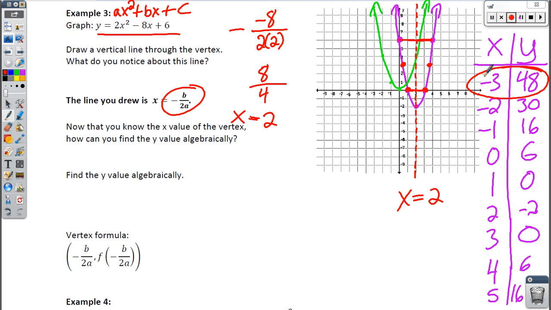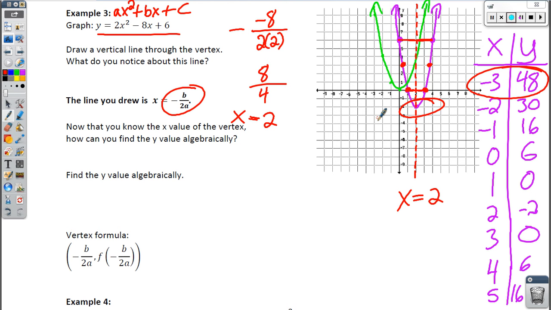So if you know where that axis of symmetry is, if you know where the x value of the vertex is, then that can help you find the rest of the graph much more quickly. So remember negative b over 2a, that can help you find the x value of the vertex, which is the axis of symmetry as well.